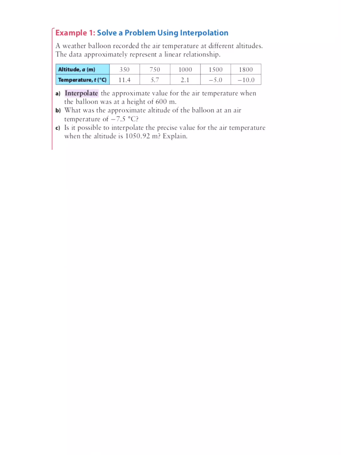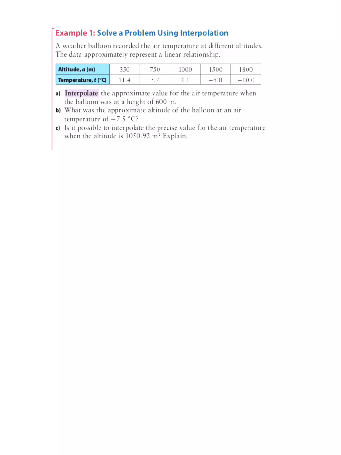So let's start with example 1 here. It says solve a problem using interpolation. So a weather balloon recorded air temperature at different altitudes. The data approximately represents a linear relationship. So in this particular section, you likely won't have to graph too much, but if you did, you would basically draw yourself a graph of these values, and we'll talk about how to do that in the next section. But lots of these questions will actually show you the graph, which is on the next slide here.